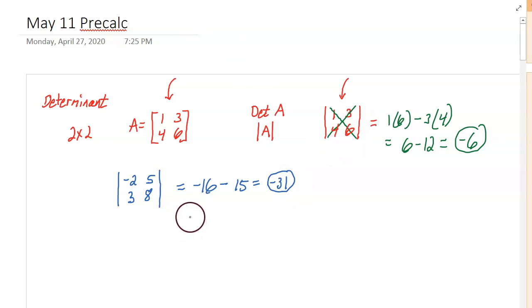So in general, if you want to find the determinant of a matrix that contains A, B, C, and D, you multiply A times D and then subtract B times C. This is your formula to find the determinant of any 2 by 2 matrix.